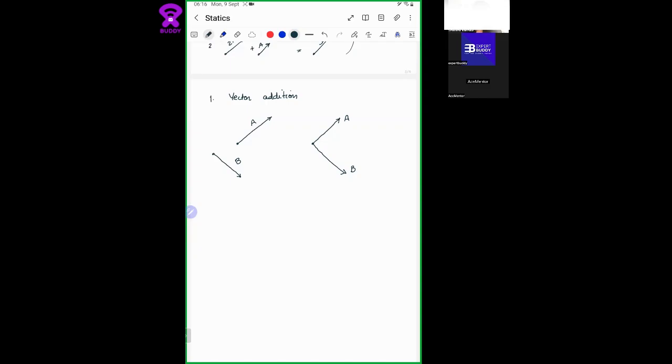Place it anywhere you want. Okay, so what you can do is you can just lift the vector from a place and reposition it wherever you want. In this case, I have just repositioned both the vectors, and I can see that I'm able to close this particular parallelogram like this.